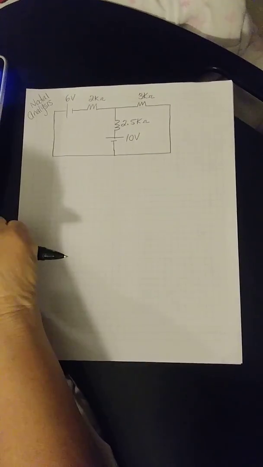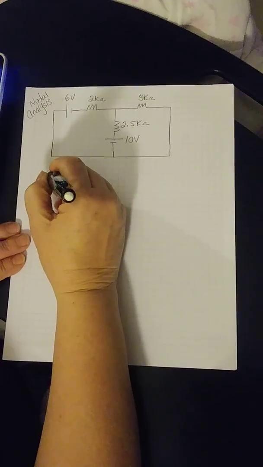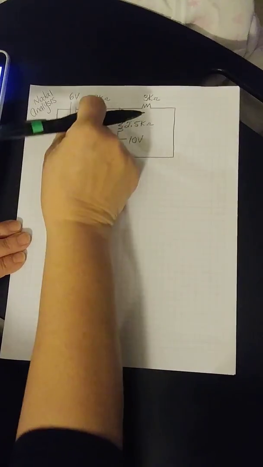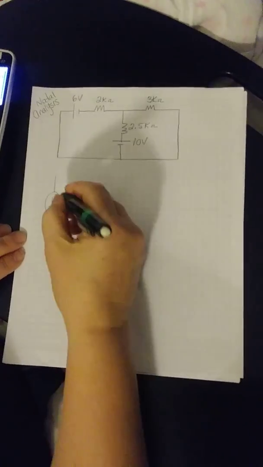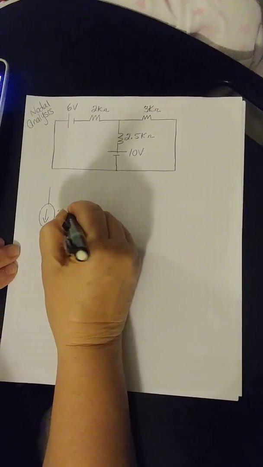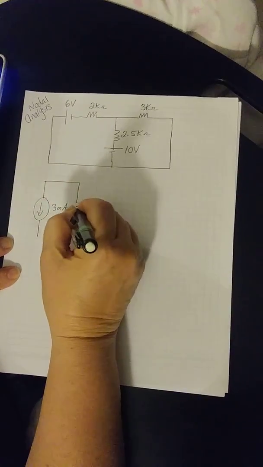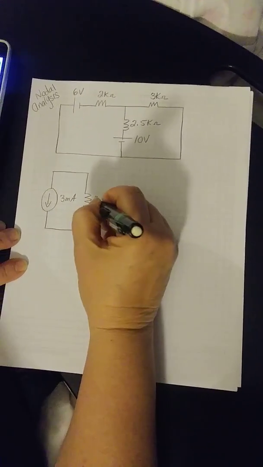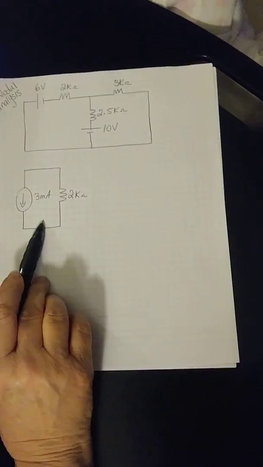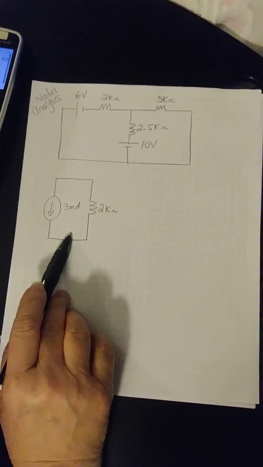So if we have 6 volts divided by 2K, we're going to get 3 milliamps. So we put that current, because if we slid this voltage down, the current would actually be going in this direction of 3 milliamps. And in parallel with a 2K ohm resistor. Remember, when we do a source conversion, this is the equivalent of this. This could be turned into this, and this could be turned into this.